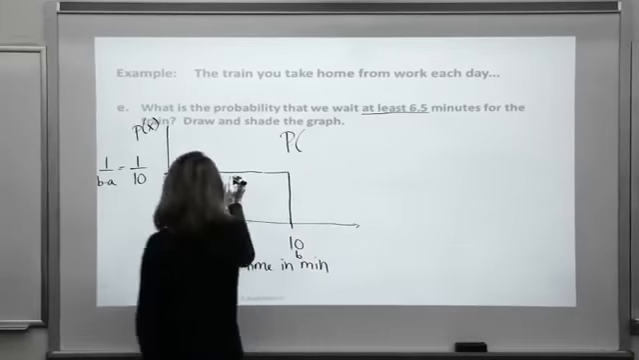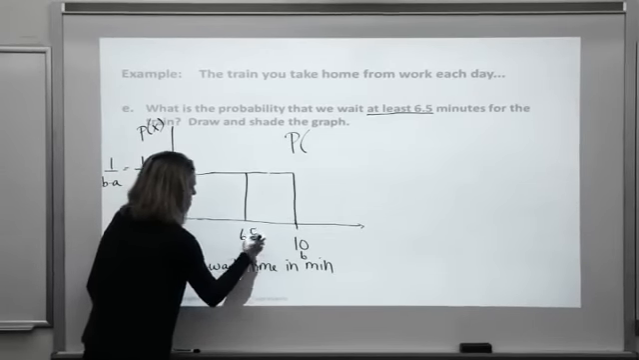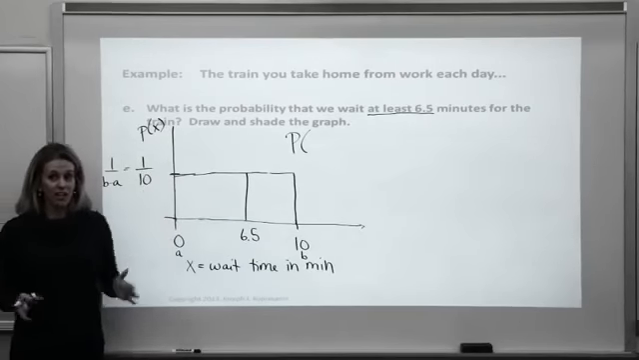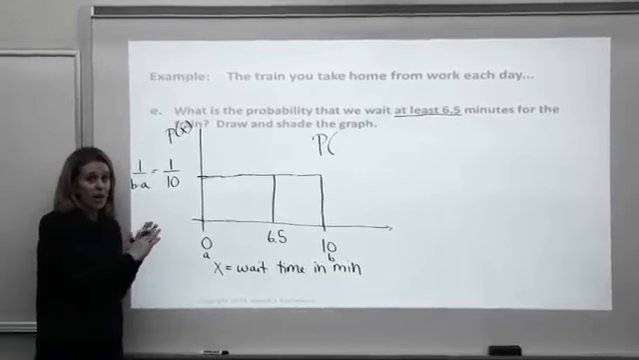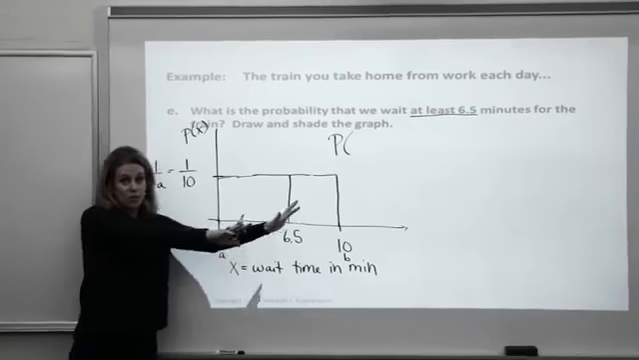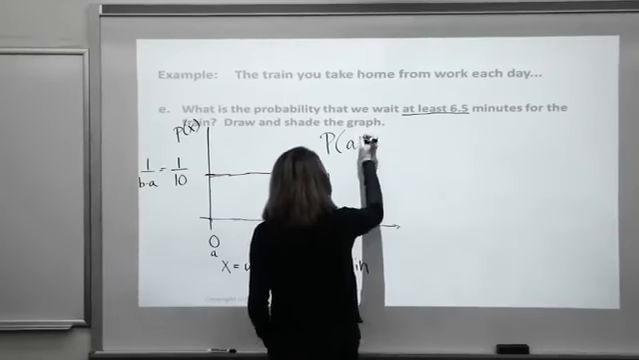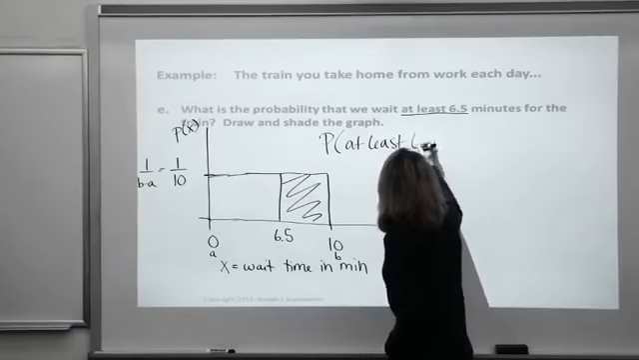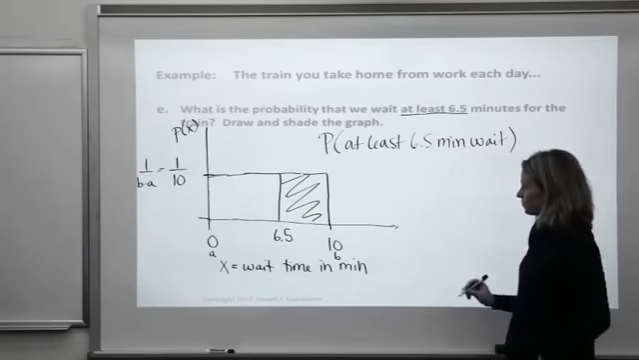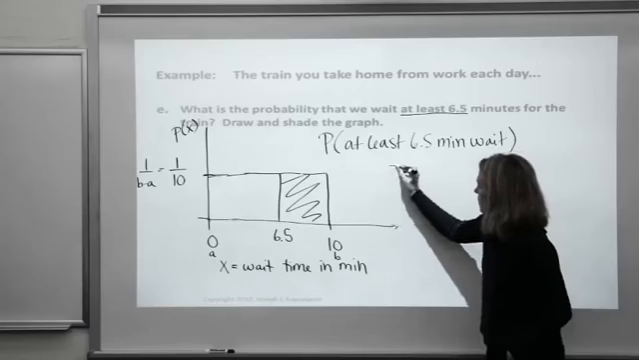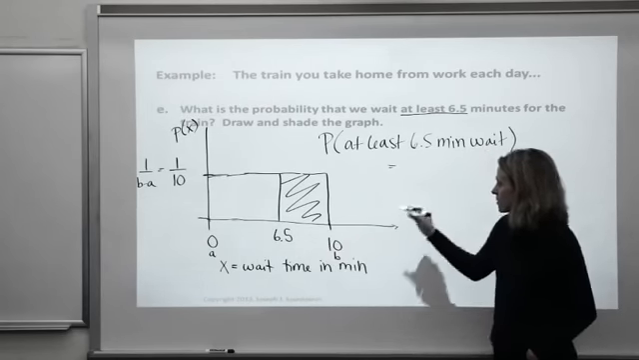So 6.5, here's about a half. 6.5 is about up here. Think about where you should shade. I waited at least 6.5 minutes. That means I waited that amount of time or more. So I'm going to be shading here. And so that's going to be the area there of my shaded rectangle, the area from 6.5 minutes to 10 minutes.